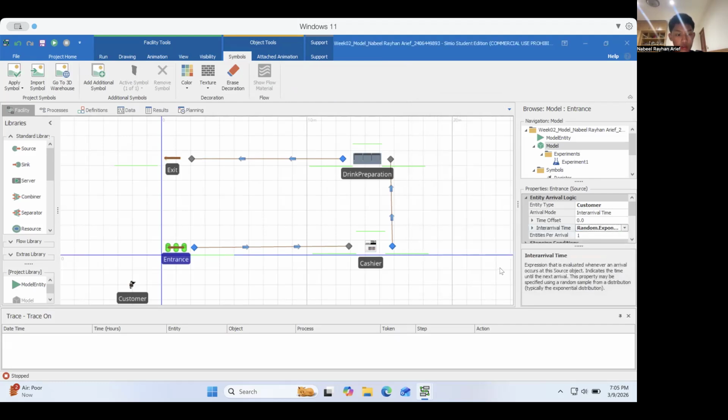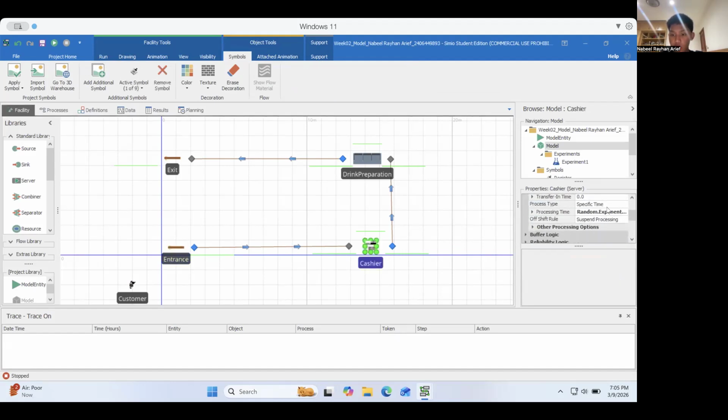After that, I also observed the waiting time in the queue, and the service time at the cashier was 1 minute. So that's why I put random exponential 1 minute as the processing time. And lastly, when waiting for the drink, it took around 10 minutes. So that's why I put random exponential 10 in the processing time.